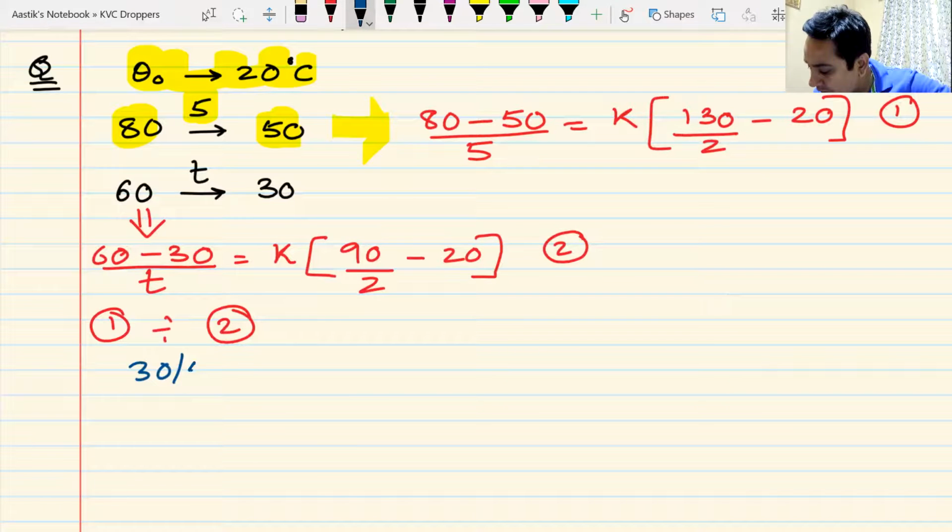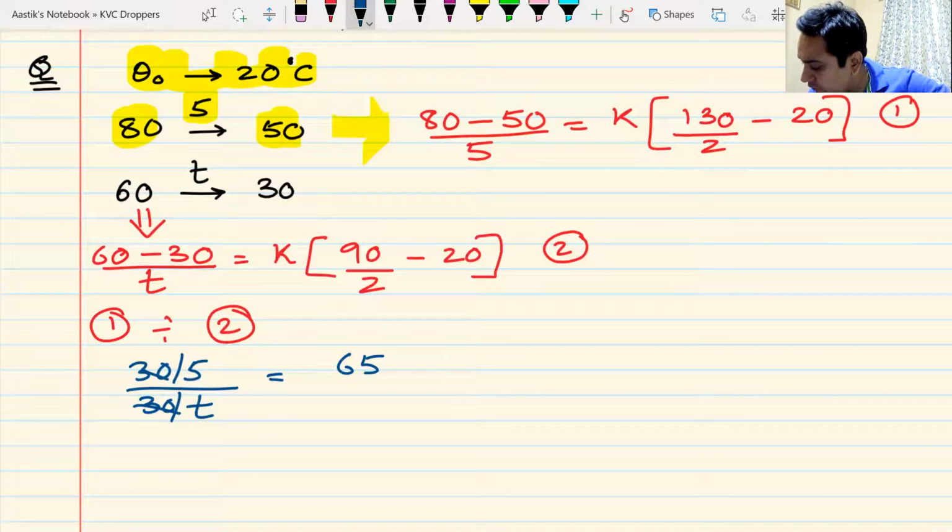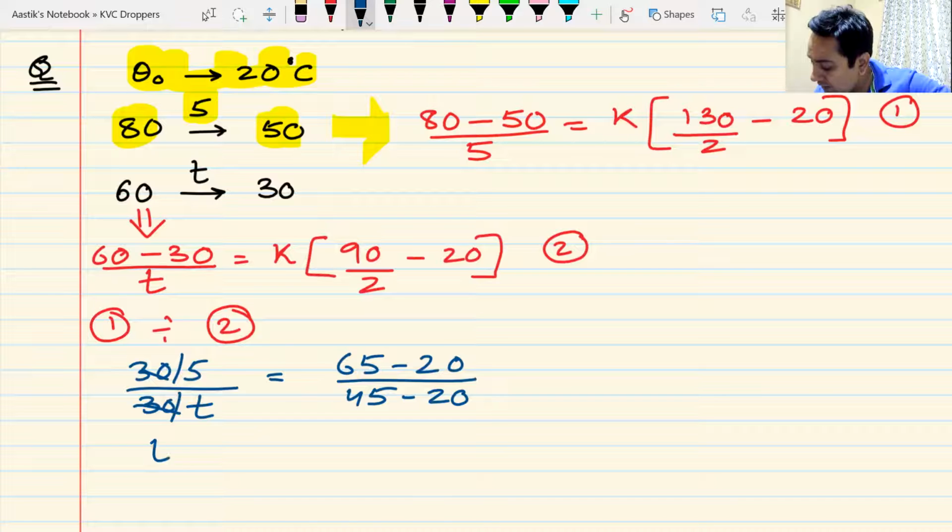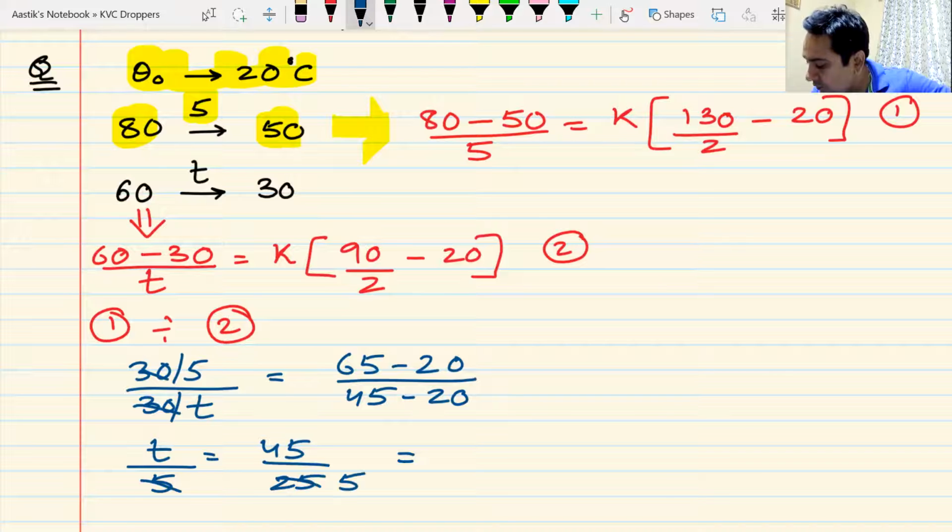30 divided by 5 divided by 30 divided by T. 30 can get cancelled. That would be equal to 130 by 2 is 65, 65 minus 20, divided by 45 minus 20. So I will have T divided by 5 on the left hand side, equal to 45 divided by, I think, 25. 1 5 goes, this is 5. So my answer would be 9.